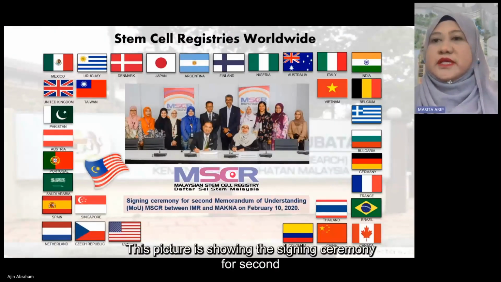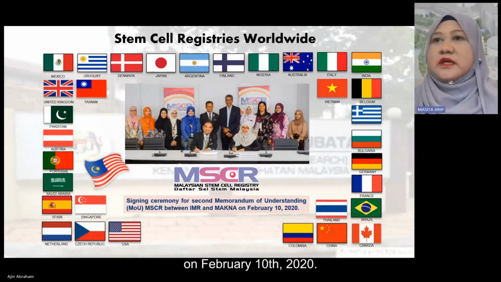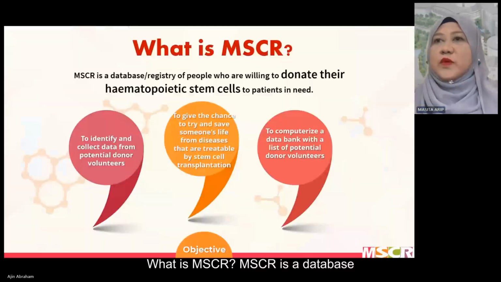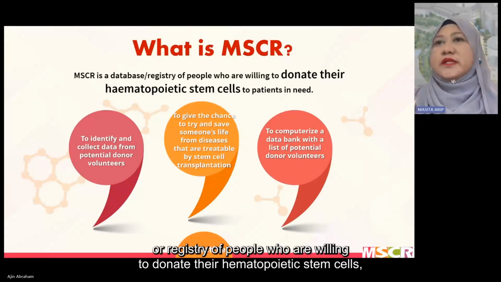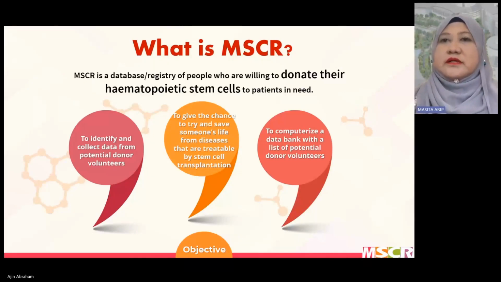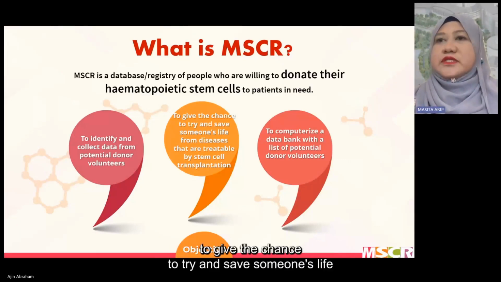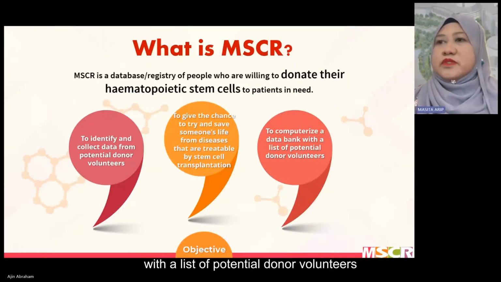This picture shows the signing ceremony for the second Memorandum of Understanding, MOU, for MSCR between IMR and MAKNA on February 10, 2020. So we are MSCR, one of the stem cell registries worldwide. What is MSCR? MSCR is a database or registry of people who are willing to donate their hematopoietic stem cells to patients in need. The objectives of MSCR are to identify and collect data from potential donor volunteers, to give the chance to try and save someone's life from diseases that are treatable by stem cell transplantation, and thirdly, to combat volunteers.